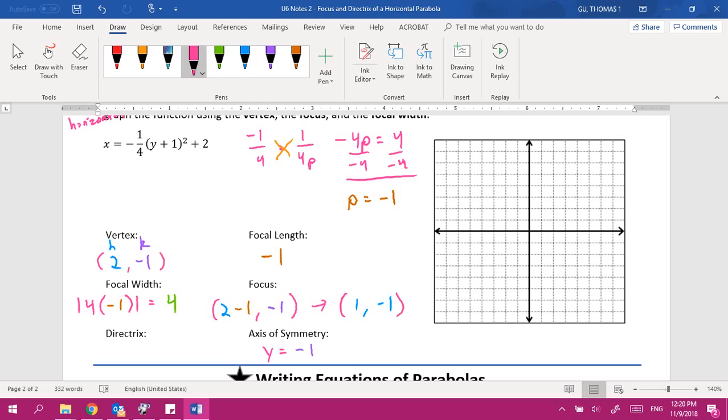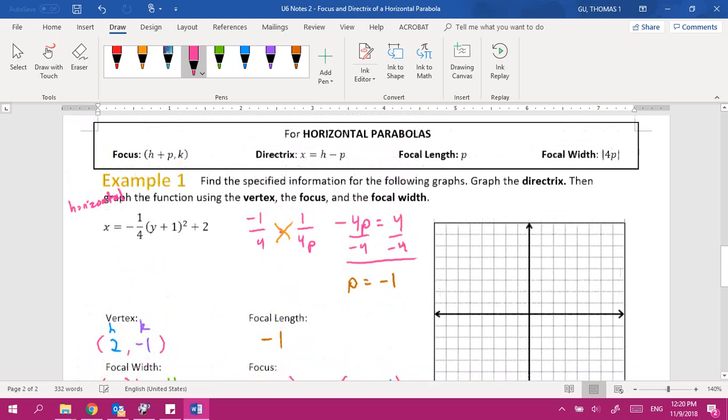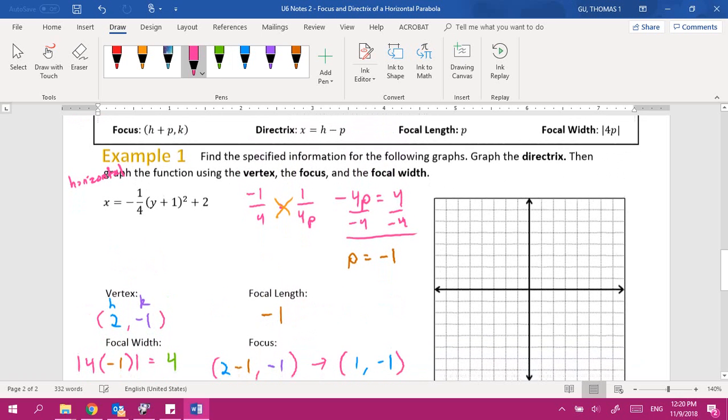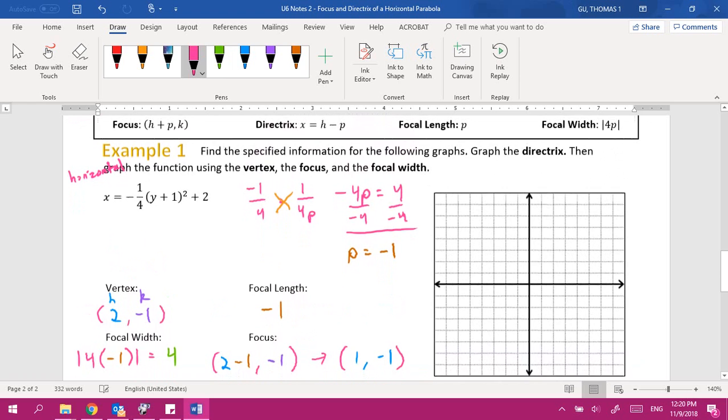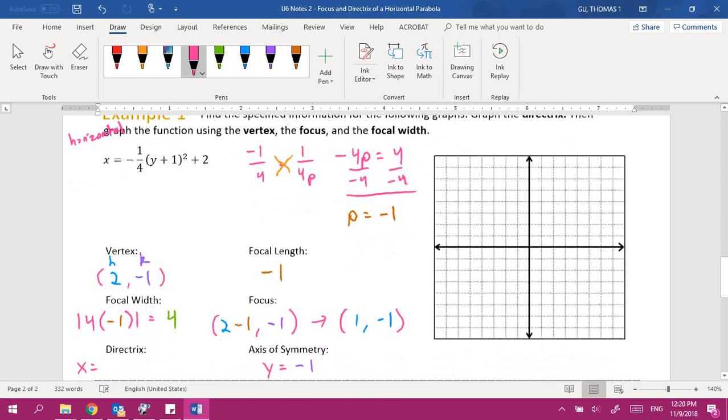All right. So what is the directrix then? You gotta find it. You do H minus P, right? So what is H? 2, and then minus -1, because P is -1. So that means your directrix is what? X equals 3, that's right.